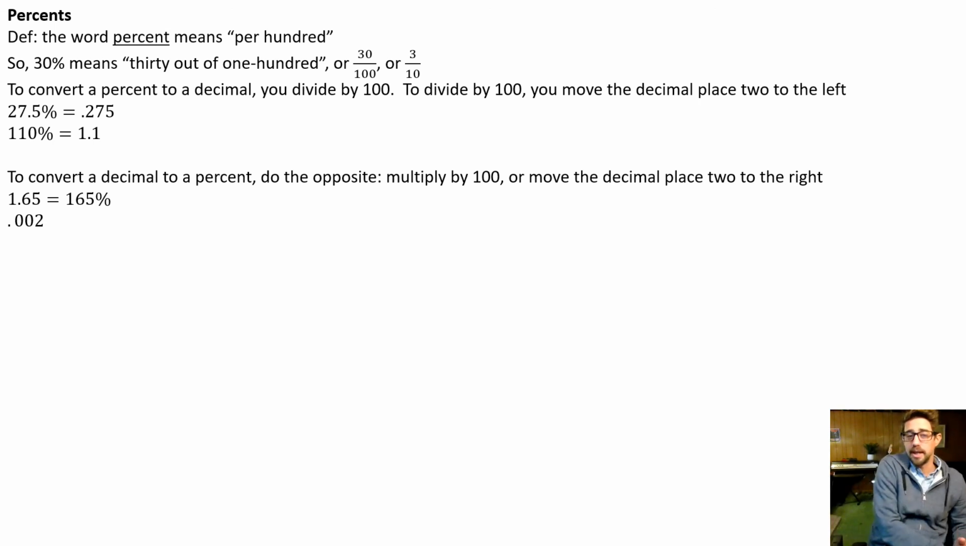So if there's a very tiny decimal, it's still going to get bigger, but it's going to be a pretty small percent as well. So the same deal, just move the decimal place over to the right, and you get 0.2%. Okay, so 0.2% is tiny. It's less than 1%. Okay, and that's that. Fractions, decimals, and percents, we're going to be using those for pretty much everything we do in this course. So just be good at them.